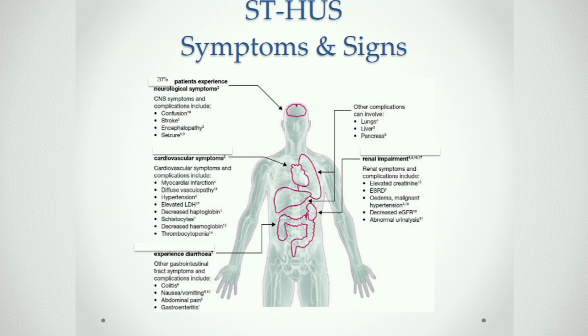Kidney is not the only area of the body that can be hit by HUS, including neurologic signs and symptoms in about 20% of patients, like this woman who had confusion. Cardiovascular signs and symptoms can be found. We talked about the GI symptoms, and sometimes others, including the liver and the lung.